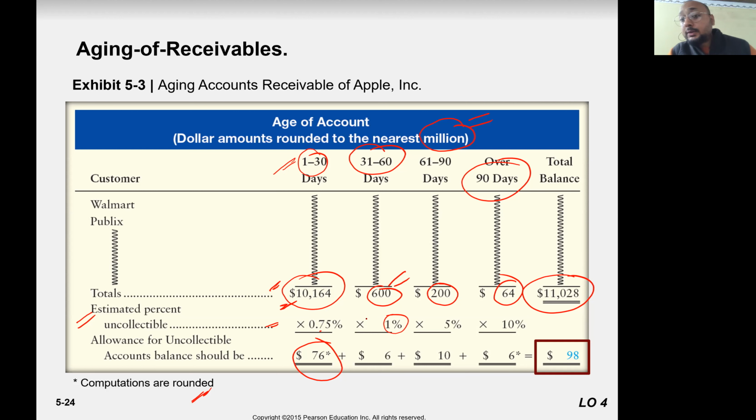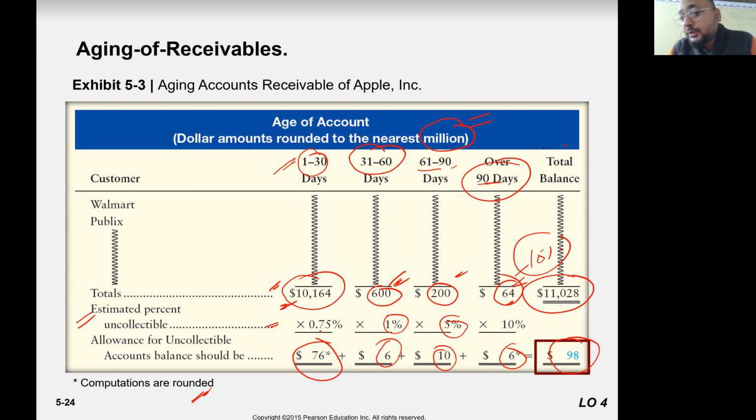For the 600 million, the chance that it is not going to be received is 1%, so 1% of the 600 is 6 million. For 61 to 90 days, 5% of the 200 is not going to be received, so it is 10 million. And if we allow credit to a customer over 90 days of 64 million, the chances are that 10% of this is not going to be received, which is 6.4. If you round it, it will be 6. So a total of 98 million is not going to be received.